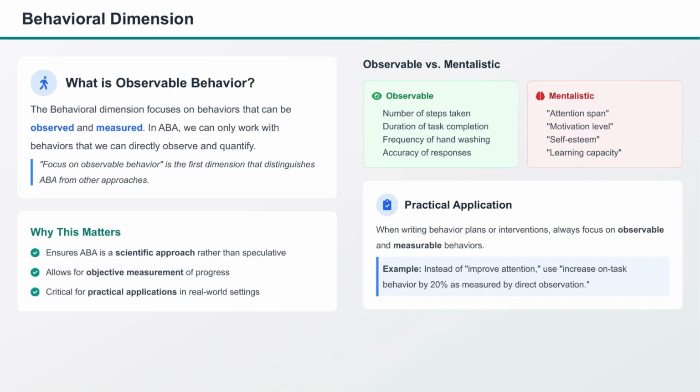The behavioral dimension focuses on the importance of observable behavior. In ABA, we only focus on behaviors that are directly observable and measurable. This is what distinguishes ABA from other approaches that may focus on mentalistic concepts like motivation or self-esteem. Instead, we track observable behaviors like how many steps a person takes or how accurately they complete a task. This dimension is crucial because it ensures that what we're analyzing and changing is visible and measurable.